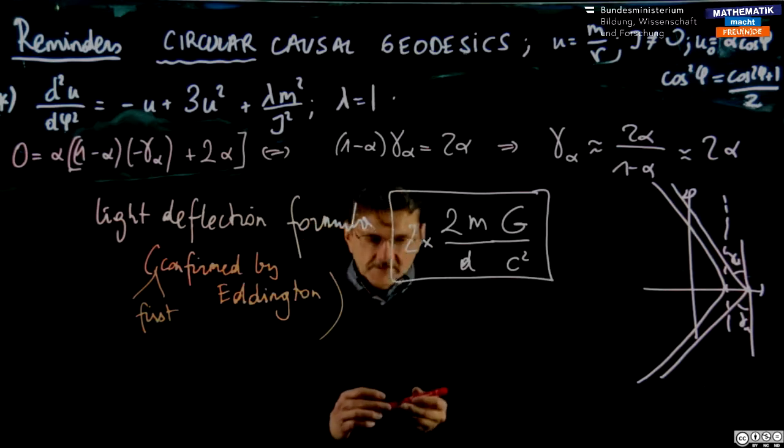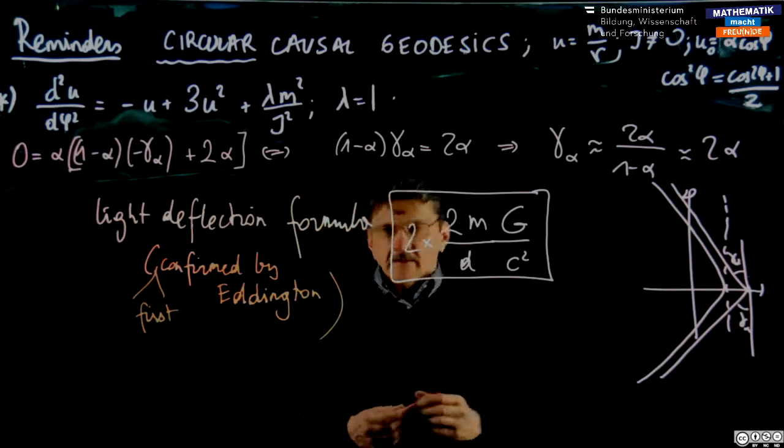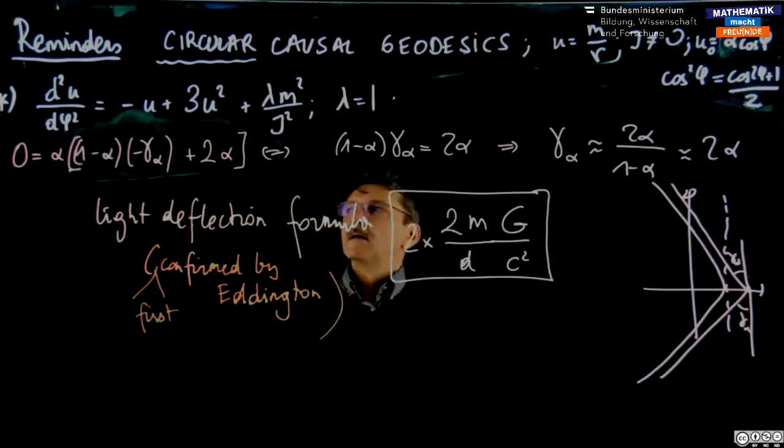So this is the first key test of general relativity, just based on the Schwarzschild geometry. In fact, it probably wasn't calculated in the Schwarzschild geometry but by a weak field approximation, but that's for large distances, that's equivalent. So this is this formula.